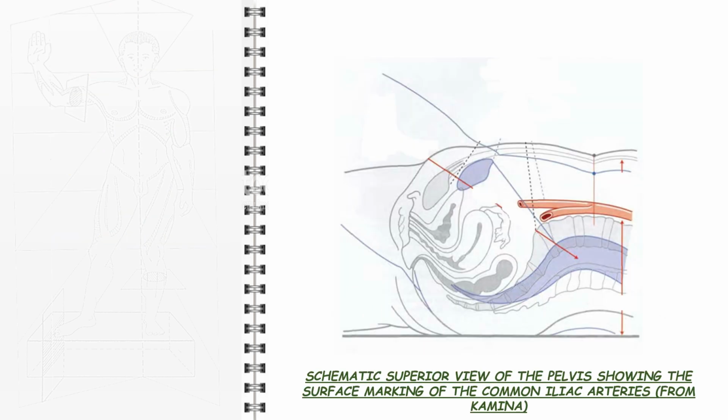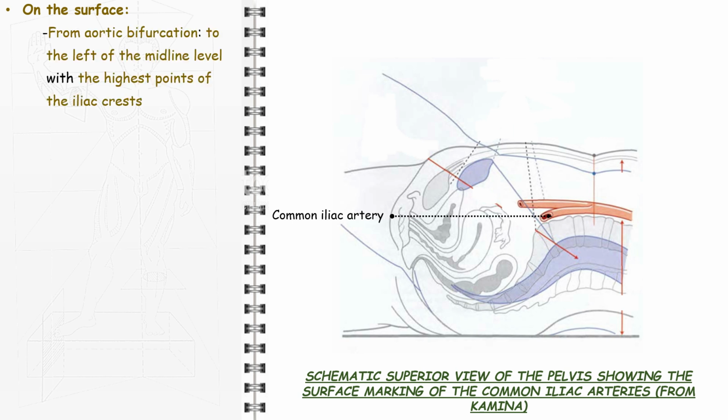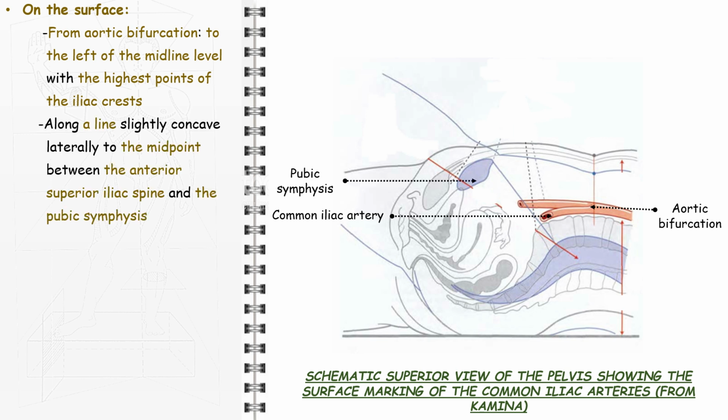The surface marking of the common and external iliac arteries is from the aortic bifurcation just to the left of the midline, at the level of the highest points of the iliac crests, along a line slightly concave laterally to the midpoint between the anterior superior iliac spine and the pubic symphysis. The bifurcation of the common into the external and internal iliacs is 3 cm from the midline, at the level of the tubercles of the iliac crests.